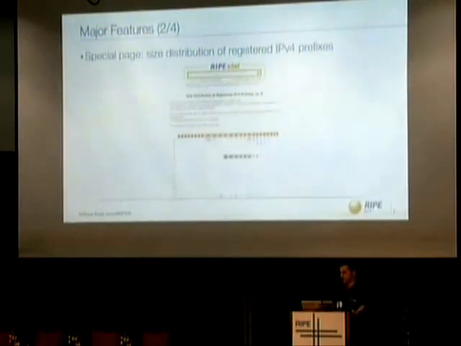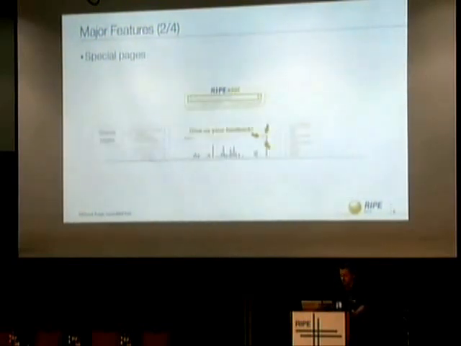In general, the special pages can be found on the landing page. On the left side, there's a box with links. Apart from the special page for the registered IPv4 addresses, we also have a special page for the Japanese earthquake last year, as well as the internet outage in Egypt.